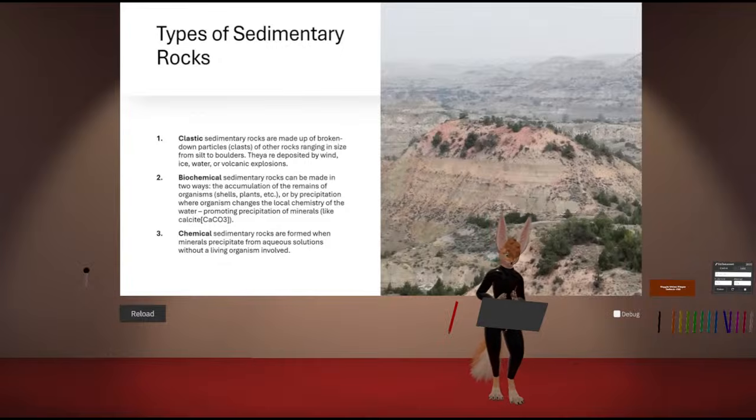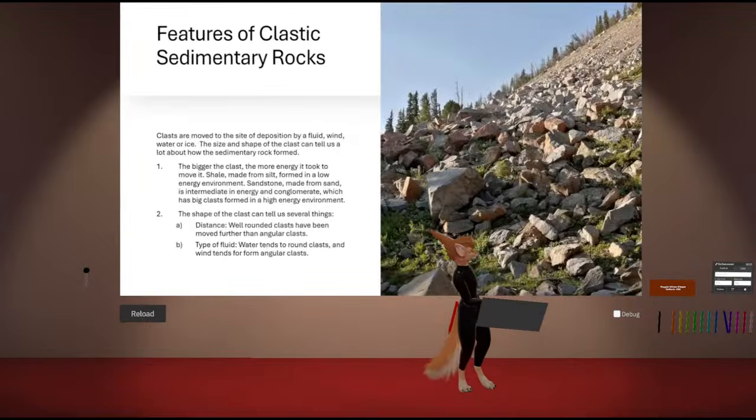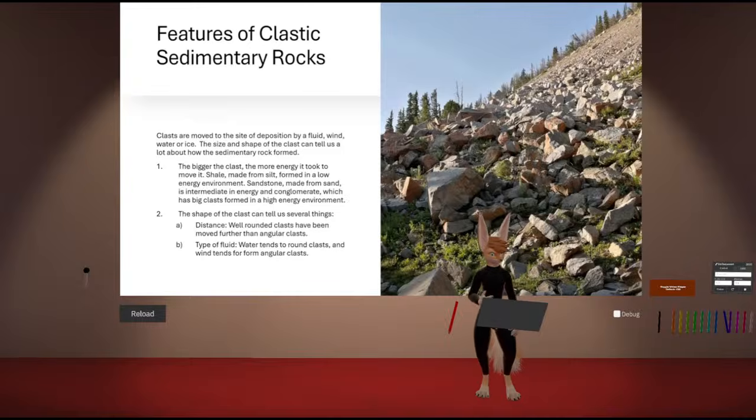Third type is chemical sedimentary rock, and they're formed when minerals precipitate from aqueous solutions without living organisms involved. So the first type, the features of clastic sedimentary rock, home stretch, y'all. Clasts are moved into the site of deposition by fluid: wind, water, ice. The size and shape of the clasts can tell us a lot about how the sedimentary rock was formed. The bigger the clast, the more energy it took to move it.